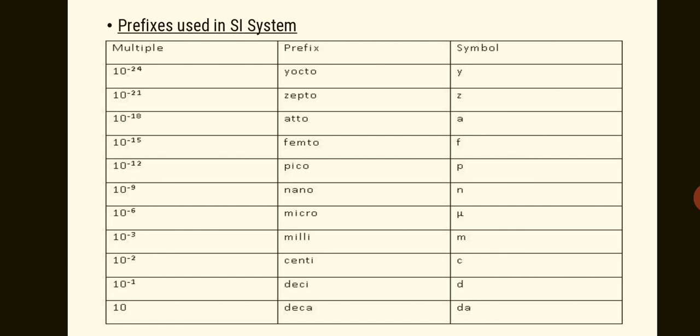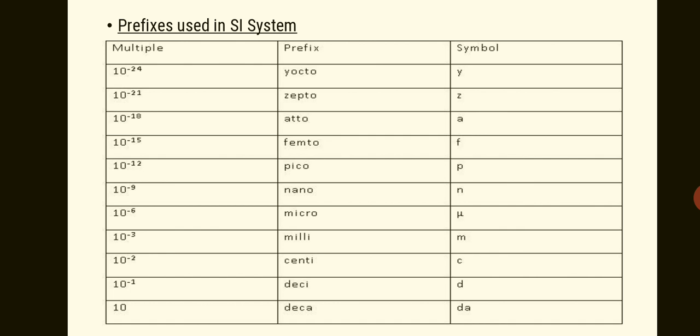For 10 raised to power minus 21, the prefix is zepto and it is used as z. So yocto, zepto, atto, femto, all these are words of Greek origin. If the power is 10 raised to power minus 12, then it is called pico. The atomic radius is in the order of picometer. So we must be familiar with these units, and generally in numericals they are given in short form.